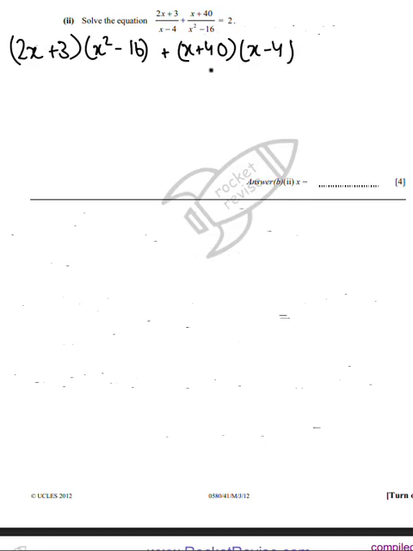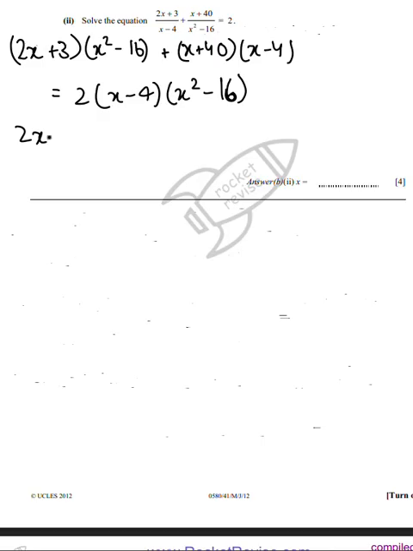Okay, so instead of making this too complicated, let's write it like this: (2x + 3)(x² - 16) + (x + 40)(x - 4). First things first, all of this should equal 2(x - 4)(x² - 16). Cross multiplication basically.